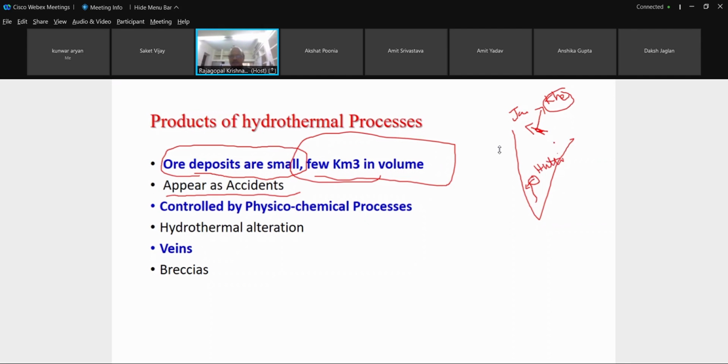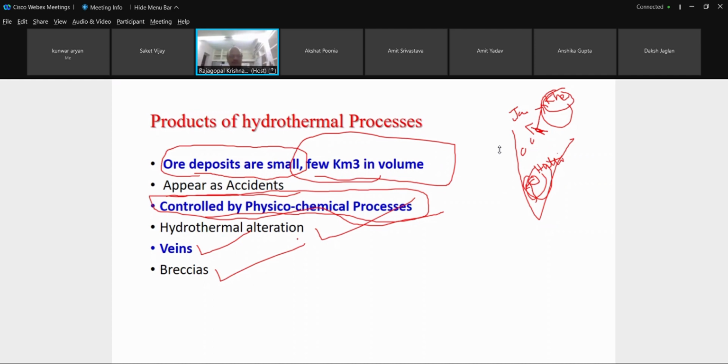So they appear as if some sort of accident has taken place, something suddenly appearing. Hatti, Jonnagiri, or your Khetri, or your Rampura Agucha, your Rajpura Dariba. They appear like accidents, but they are not. They are controlled by certain physico-chemical processes. The formation was controlled by the PT conditions, by physical processes. Hydrothermal alteration was taking place. You will come across a number of veins and breccias. I'll show some pictures where you will see all these veins and breccias.